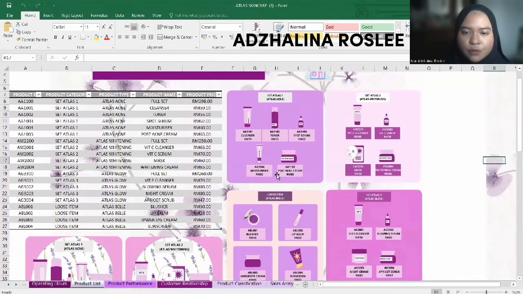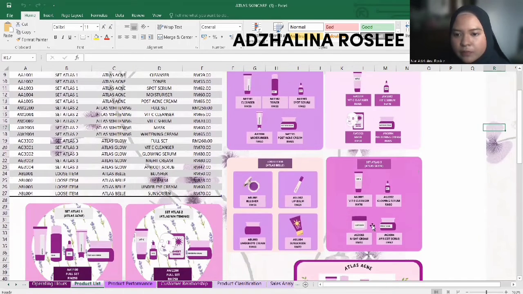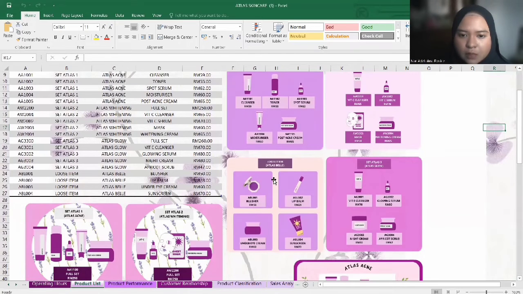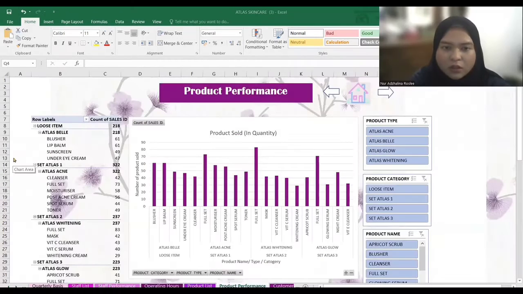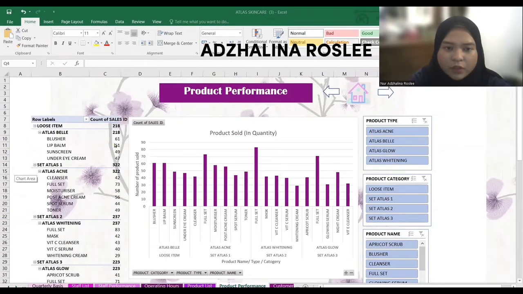And if customers want to buy and purchase those items from each set, we also provide that service. This is from the Atlas AZMI, which from Atlas 1, Atlas 2, you have 4 products, and Atlas 3. If a customer also wants to buy from Atlas Bell, we have these 4 products. In this page, I will present the product performance.